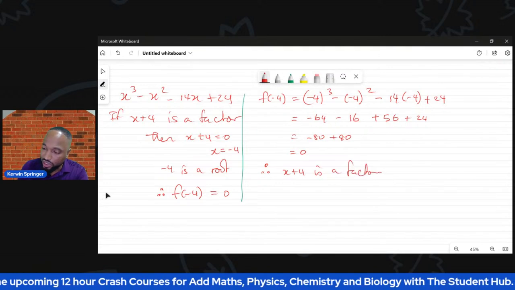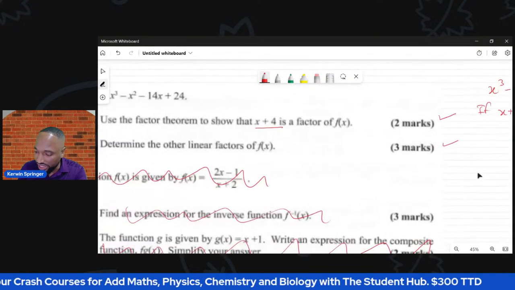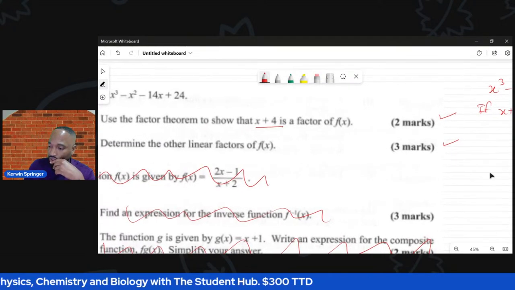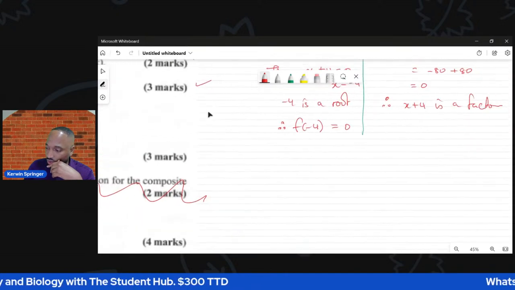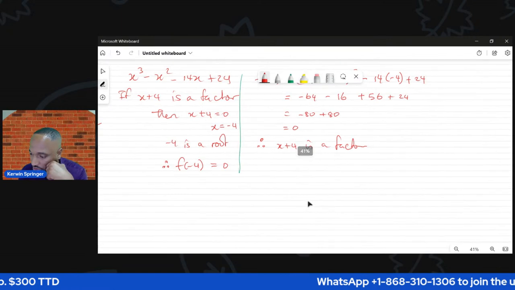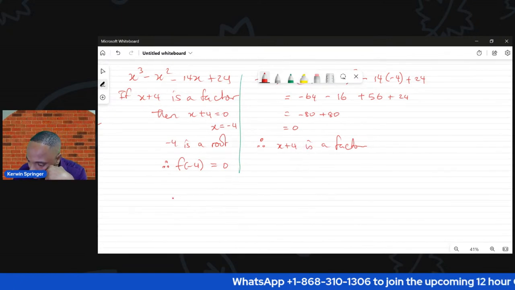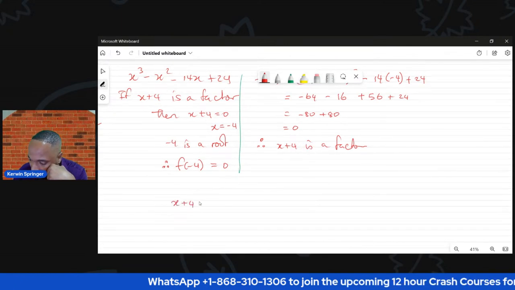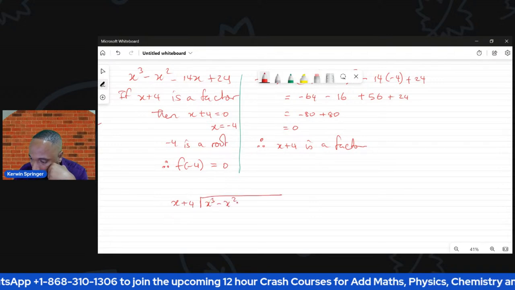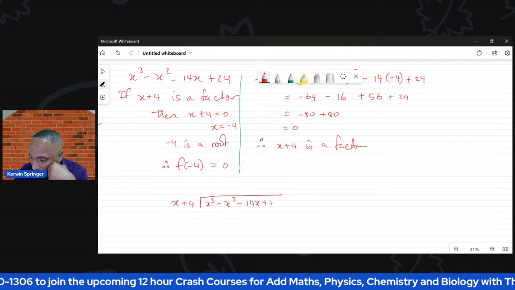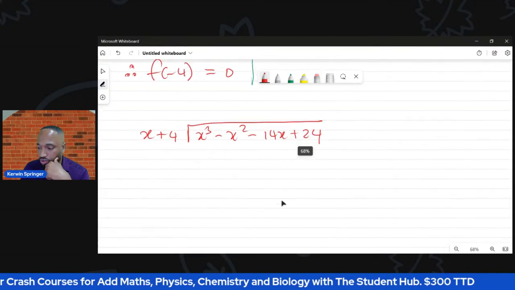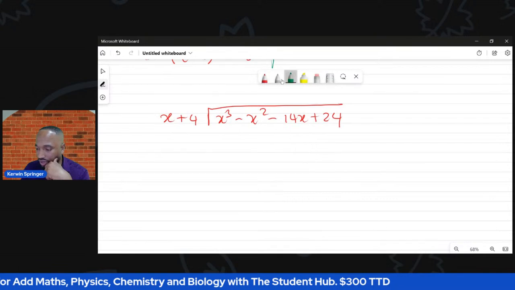All right, so you need to determine all the other linear factors. So we have to do a little division. Make sure you practice your division, it's a little tedious sometimes to get it done. To determine the other linear factors, we say x plus 4 into the cubic, and we might get a quadratic, x squared minus something. Hopefully we get a nice little quadratic there that we can work out. So how does this work again?